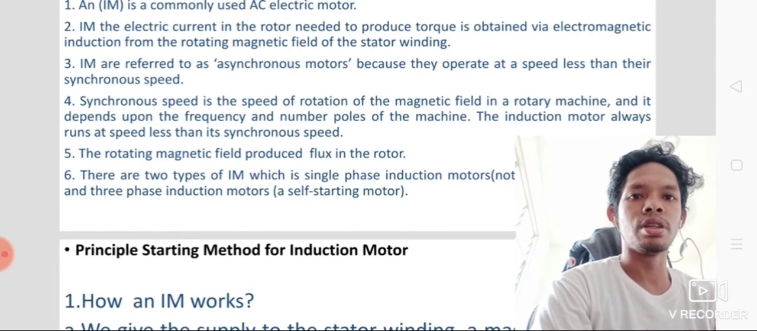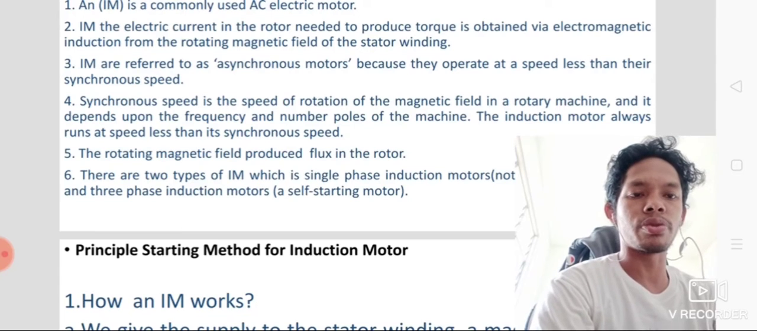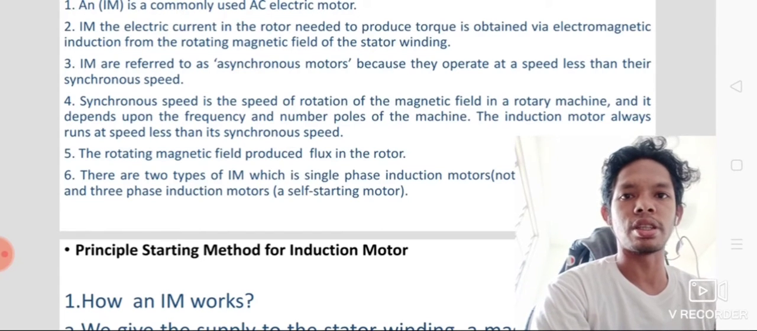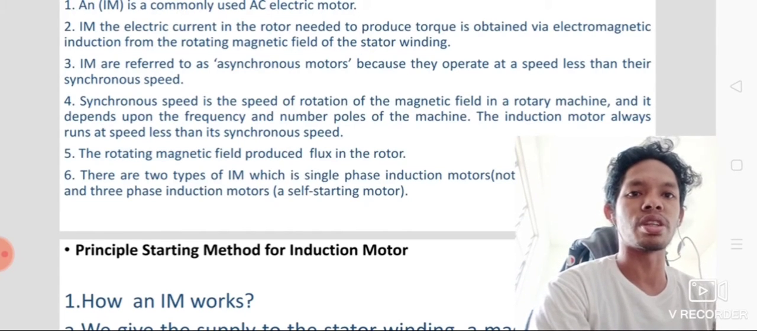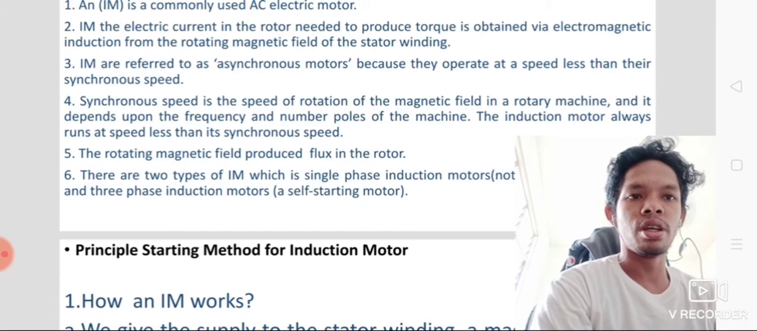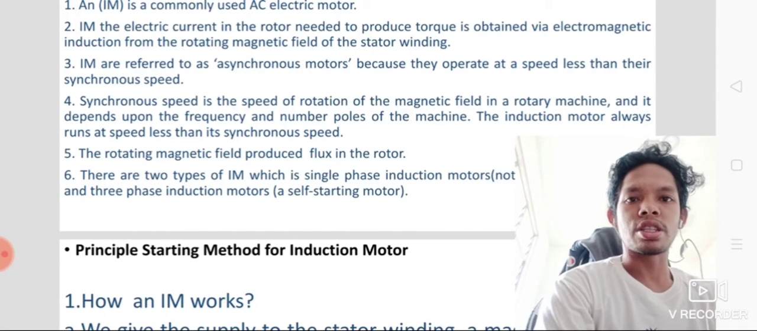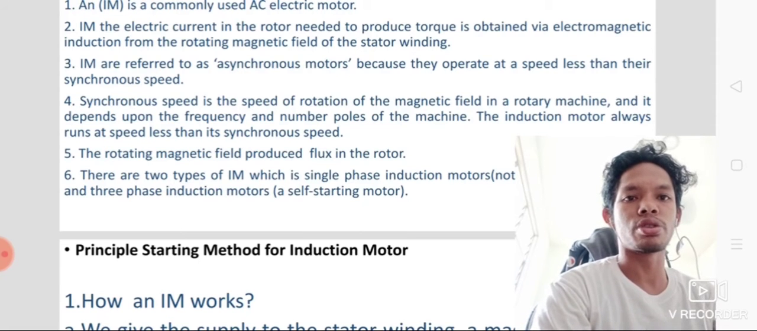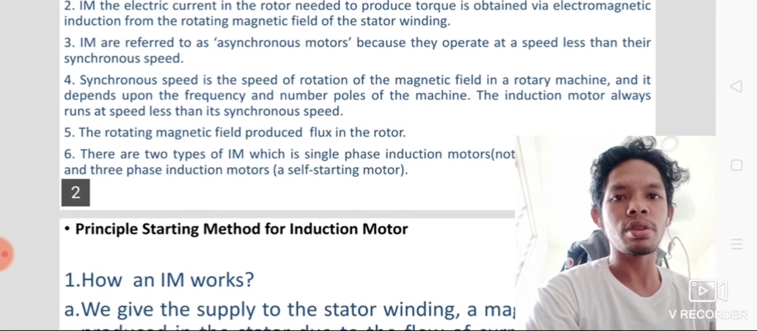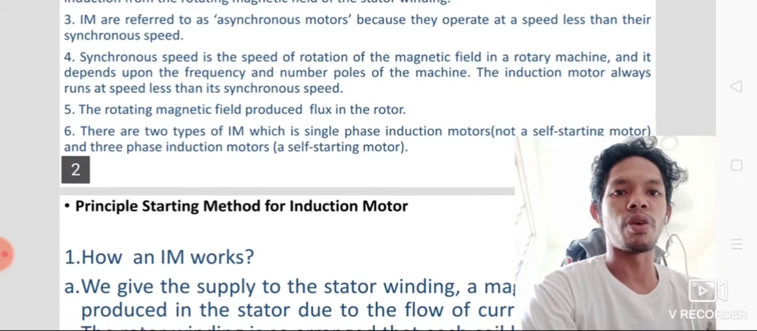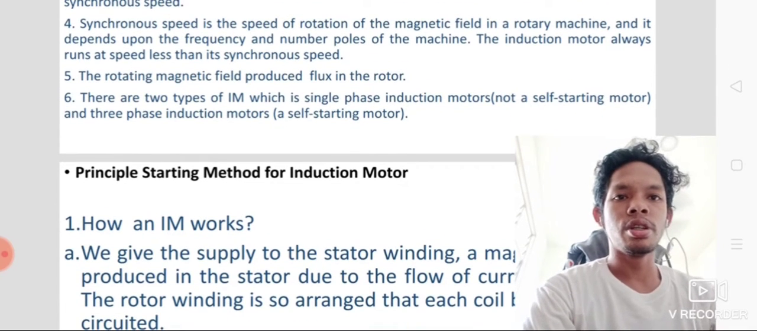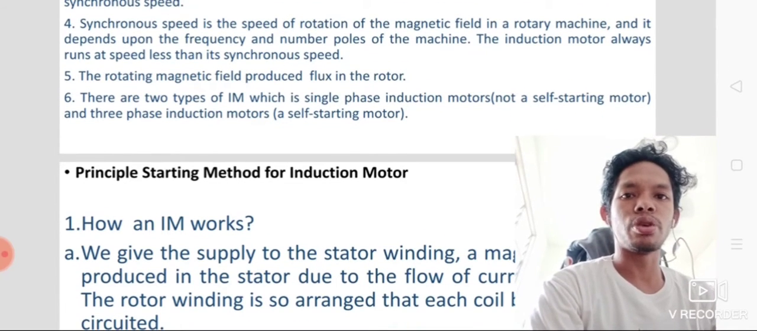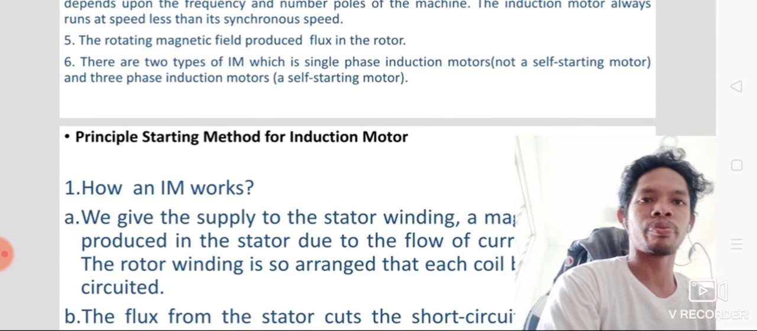Synchronous speed is the speed of the rotating magnetic field in a rotary machine, and it depends upon the frequency and number of poles of the machine. The IM always runs at a speed less than its synchronous speed. The rotating magnetic field produces flux in the motor. There are two types of IM, which are single phase induction motor and three phase induction motor.